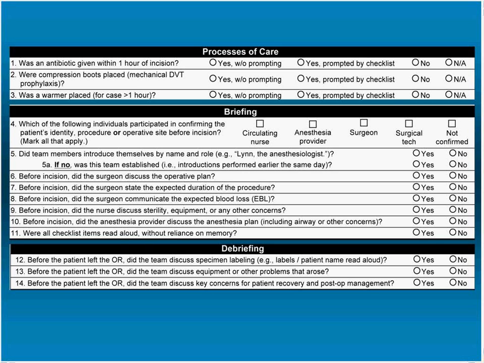And then finally, did the team actually verbalize and talk about plans for the patient's recovery and postoperative management? And I know when we talked about the checklist, we talked about why that's important. This is one of those transitions of care where we really want everybody to be on the same page.